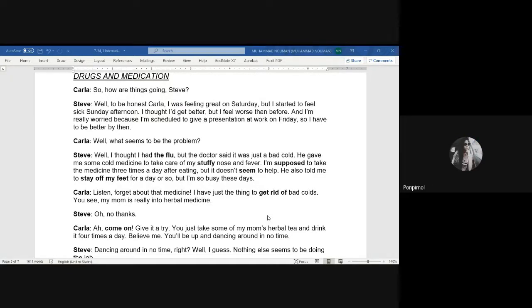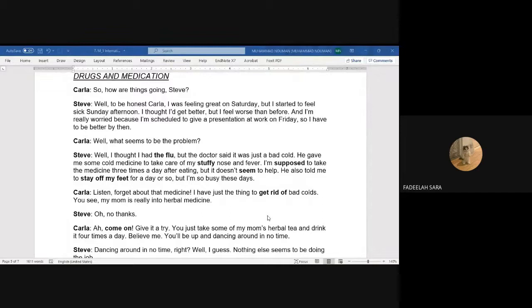Well, I heard the flu, but the doctor said it was just a bad cold. He gave me some cold medicine to take care of my stuffy nose and fever. I'm supposed to take the medicine 3 times a day after eating, but it doesn't seem to help. He also told me to stay off my feet for a day or so, but I'm so busy these days.